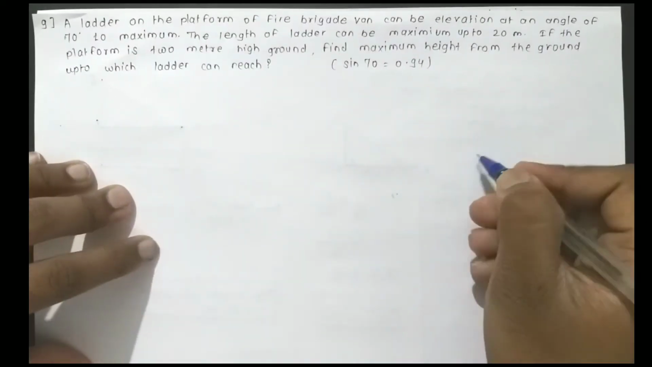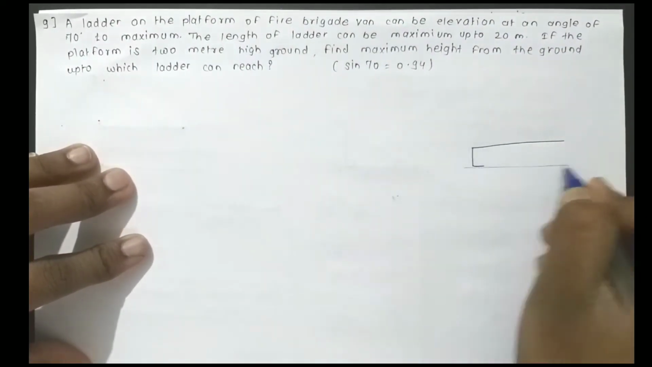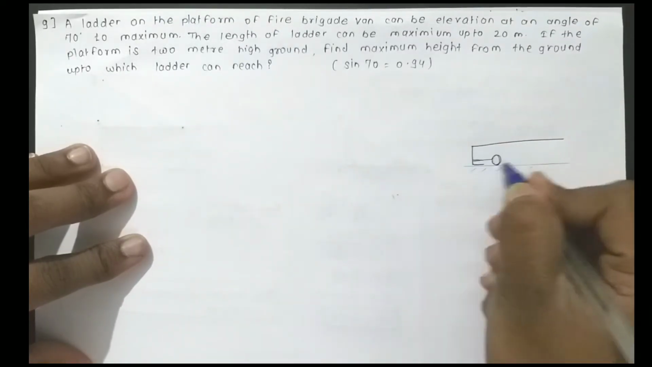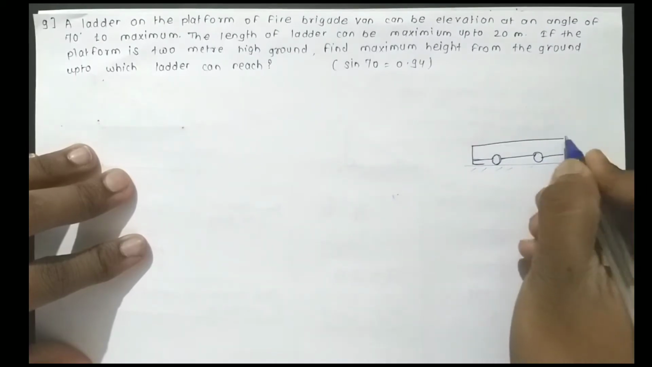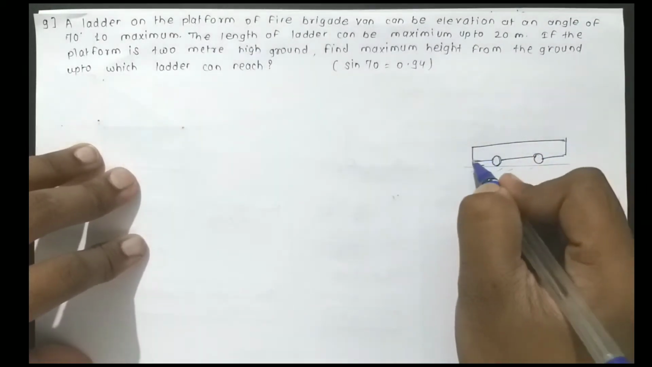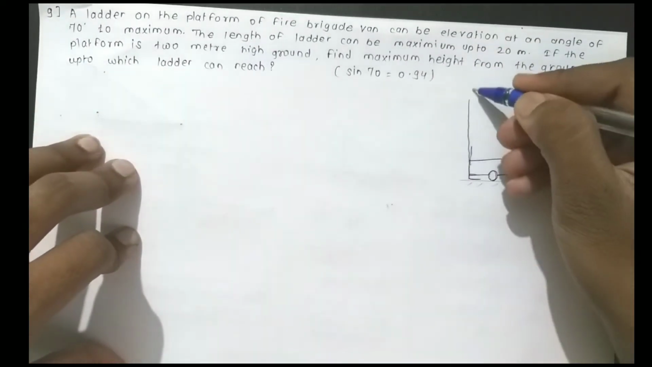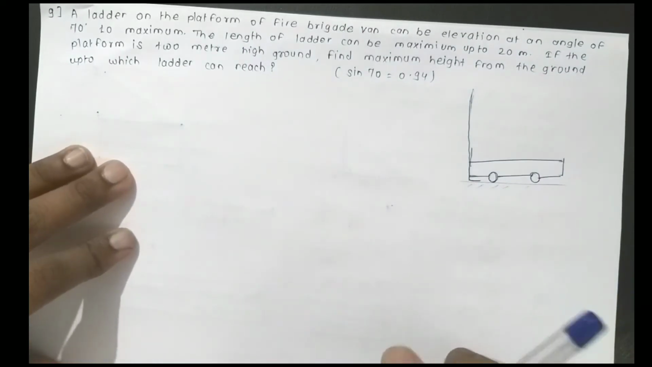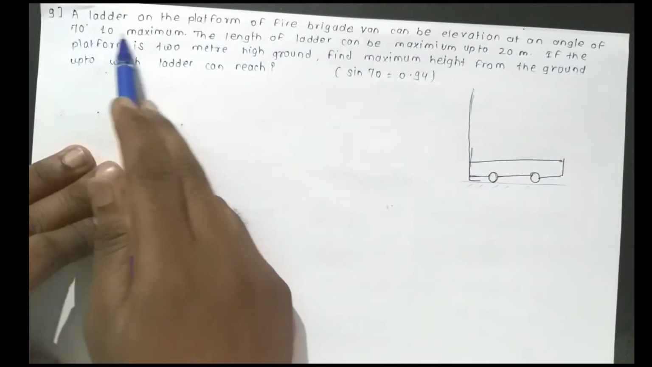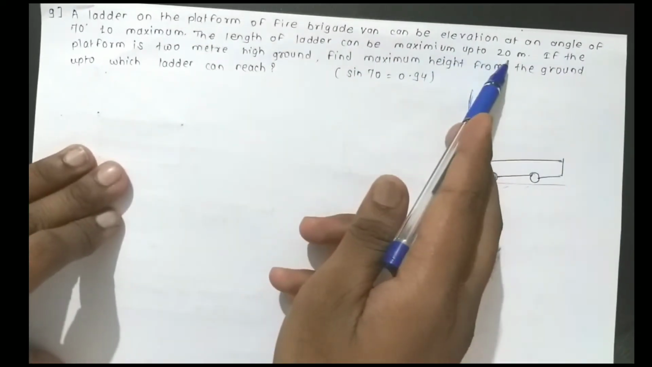So the rough sketch is, this is the ground level. Now consider this is a fire brigade van. Okay, this is the straight height. Elevation at an angle of 70 degree to maximum. The length of the ladder can be maximum up to 20 meter.